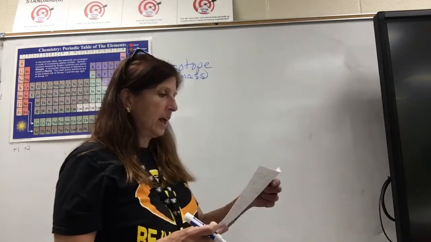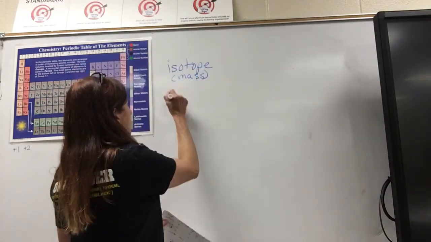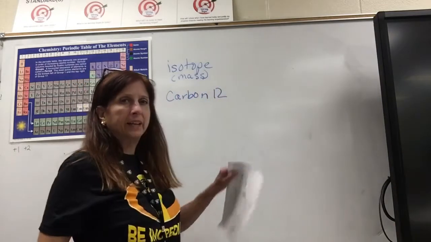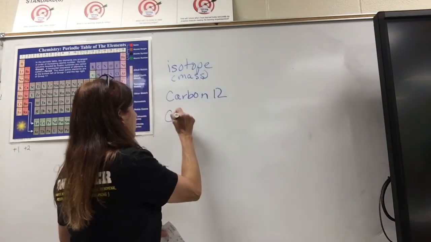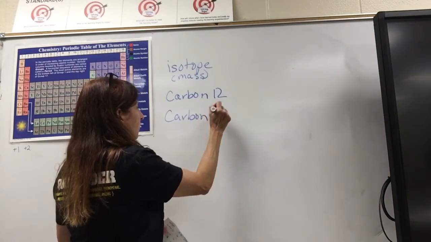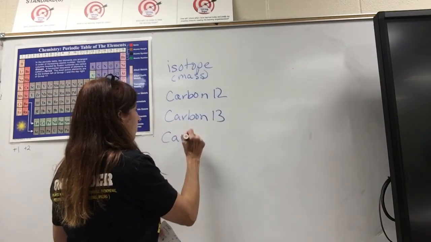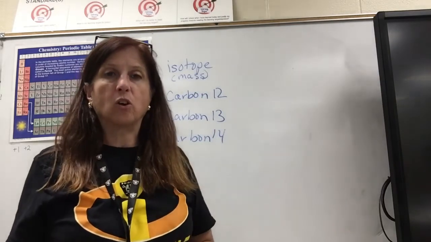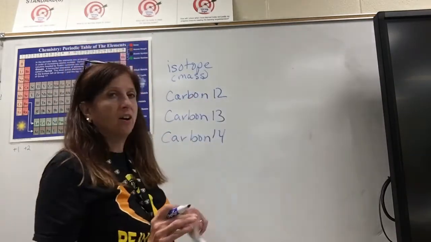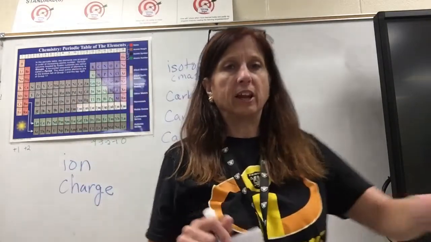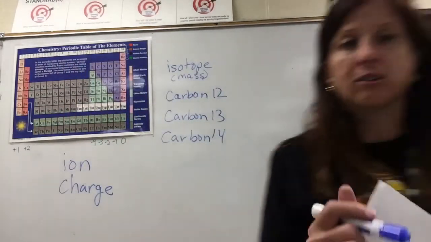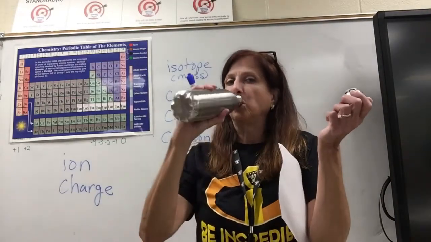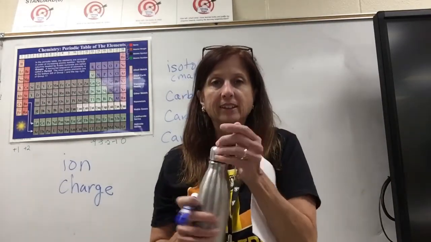Okay, so I have isotopes of carbon, and carbon can be carbon 12, meaning it has a mass of 12. It can be carbon 13. It can be carbon 14. These are different isotopes of carbon. They're all carbon because they all have 6 protons, but they are different isotopes because they have a different number of neutrons.